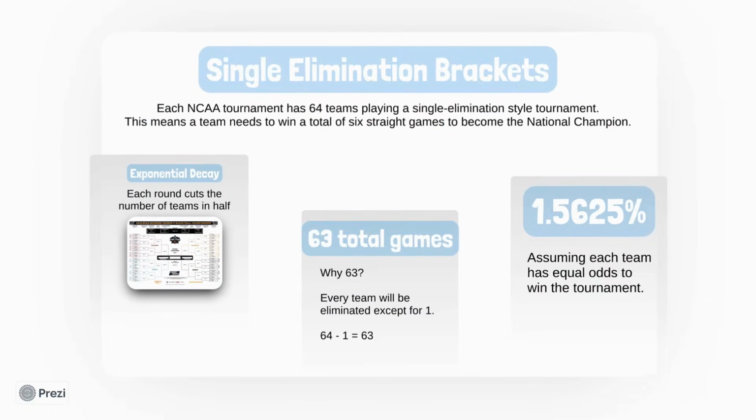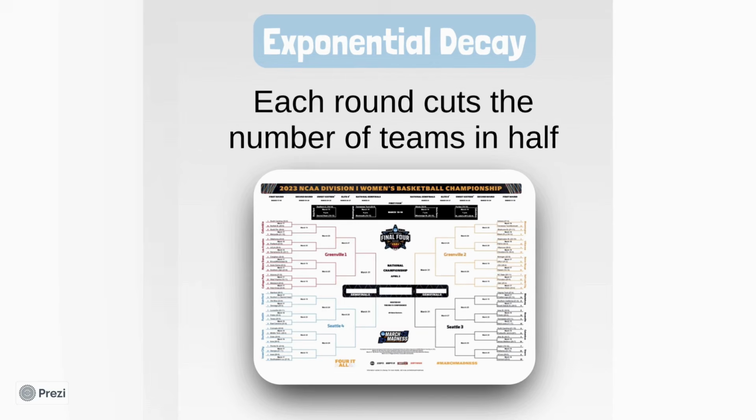Let's dive into the math behind single elimination 64-team brackets. Each team needs to win 6 straight games to earn the title of national champion. As the tournament progresses, the number of teams decreases by half each round. This creates a pattern called exponential decay, where the number of remaining teams keeps shrinking quickly. Starting with 64 teams, the field is reduced each round until only one champion remains.